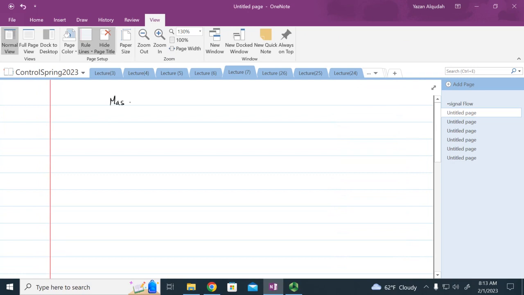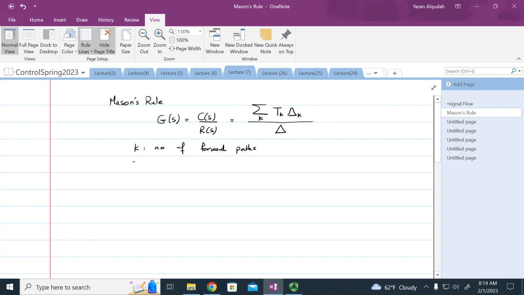And Mason's rule says the following. To calculate the transfer function G of s between the output and the input, we have to calculate the summation over k of T sub k multiplied by delta sub k, divided by delta, where k is the number of forward paths and T sub k is the gain of the kth forward path.